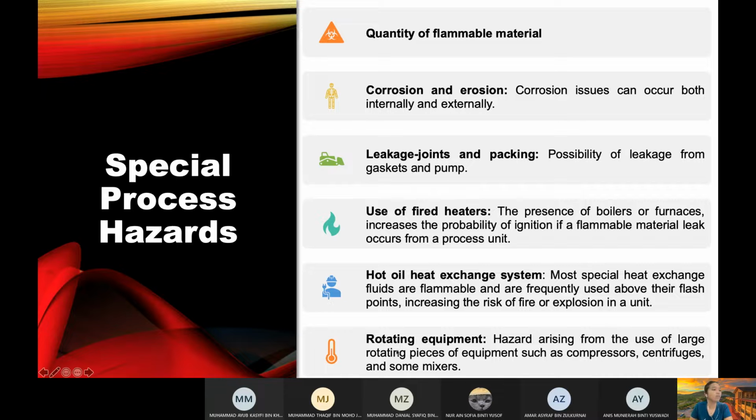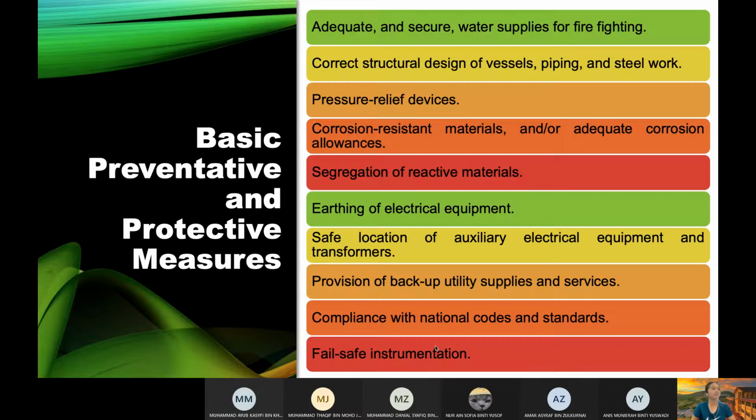And if you have rotating equipment, ni mesti ada. Siapa guna compressor, siapa guna centrifuge, siapa guna mixer, will have this process hazard. Okay, so again, kalau siapa yang confused untuk part ni, kamu identify apa process hazard yang berkaitan dengan plant kamu. Okay, you just identify first what are the hazards and explain lah, okay, in relation to that hazard.